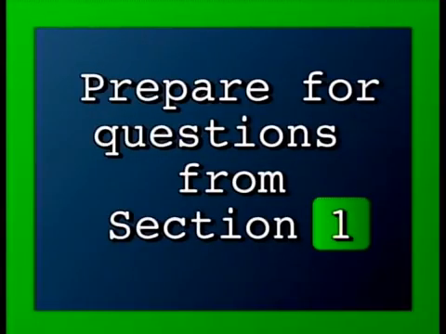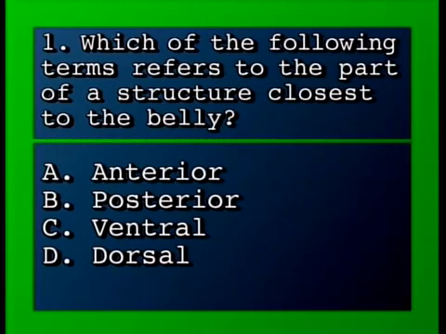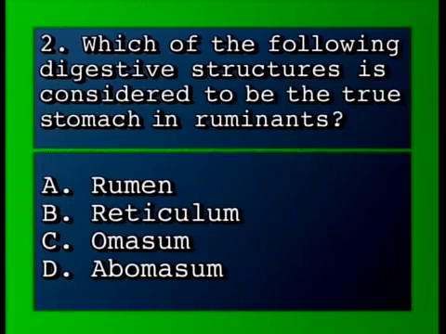Prepare for questions from Section 1. Which of the following terms refers to the part of a structure closest to the belly? A. Anterior, B. Posterior, C. Ventral, D. Dorsal. Which of the following digestive structures is considered to be the true stomach in ruminants? A. Rumen, B. Reticulum, C. Omasum, D. Abomasum.